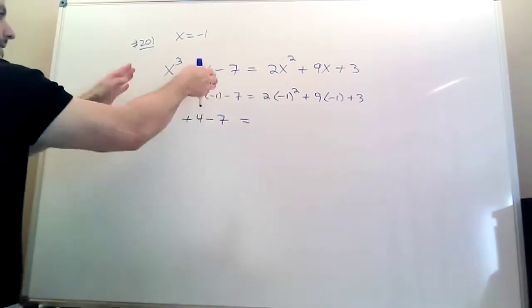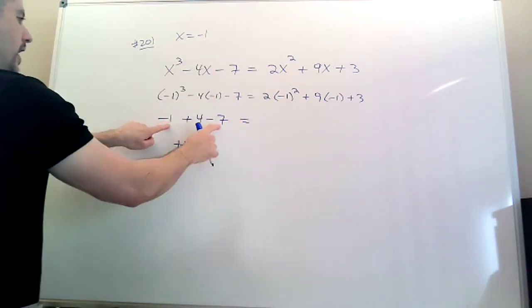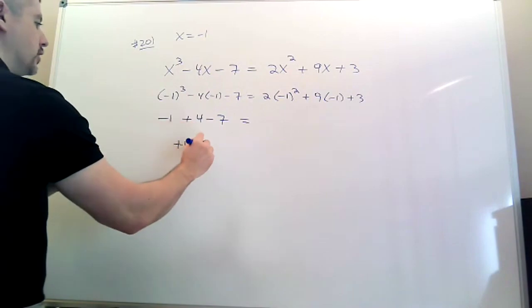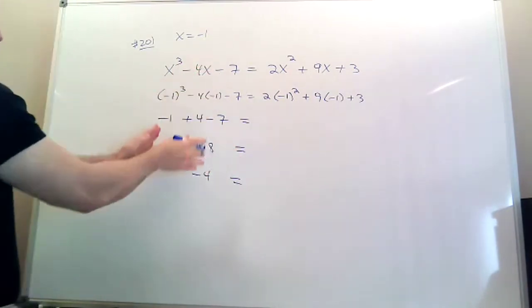Remember, one side at a time. Now, I have a +4, add up the negatives, right? -1. You lose 1, you lose 7, you lose 8. That's -4. So now I got my left side done.